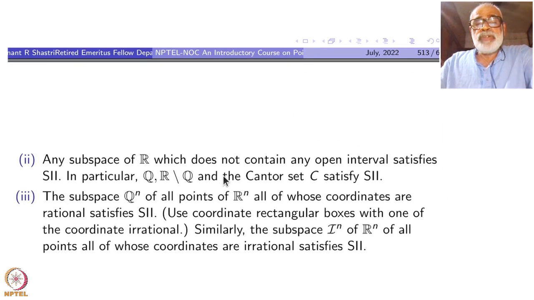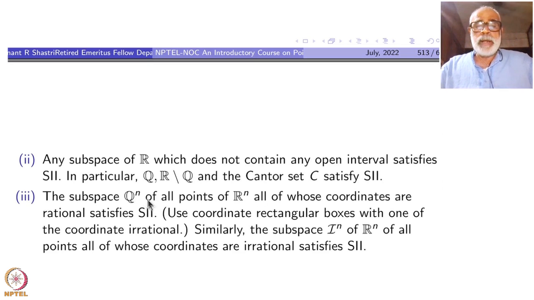Any subspace of R which does not contain any open interval satisfies S2. Like we have been studying all these examples for quite some time. Q, R minus Q, that's irrationals, Cantor set, these are all examples of S2. Namely, for each point you can find a neighborhood such that the boundary of the neighborhood is empty. That is the nice way of remembering this S2.